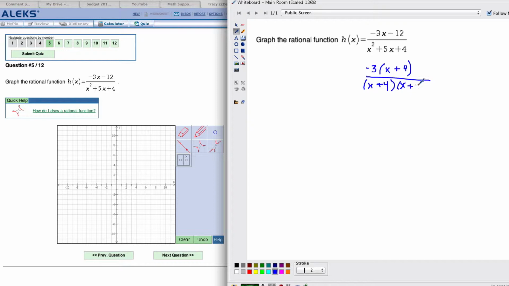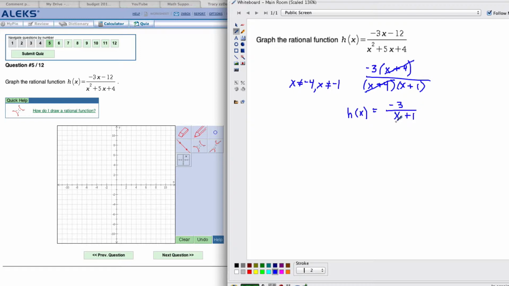And so we can see the values that make the denominator 0 would be if x was negative 4 or if x was negative 1. So x cannot equal negative 4 or negative 1. We're going to come back to those. Those are either asymptotes or holes, so we'll figure that out. As we see, we can simplify the x plus 4 over x plus 4. That equals 1. So we have our function in simplified form. h of x equals negative 3 over x plus 1.